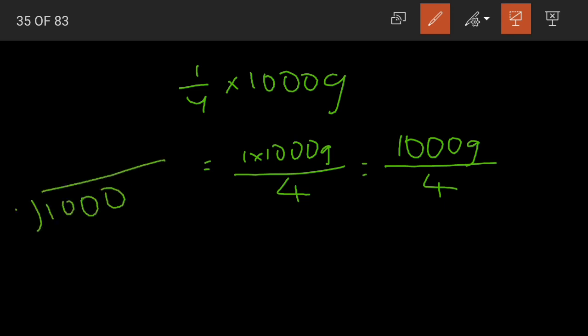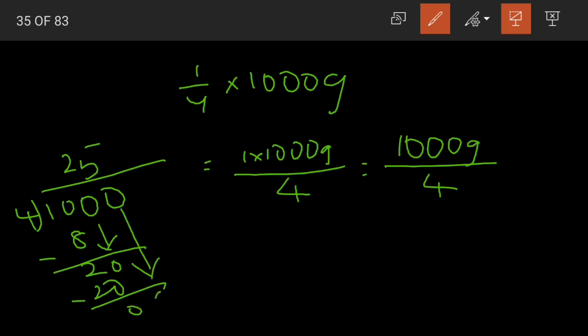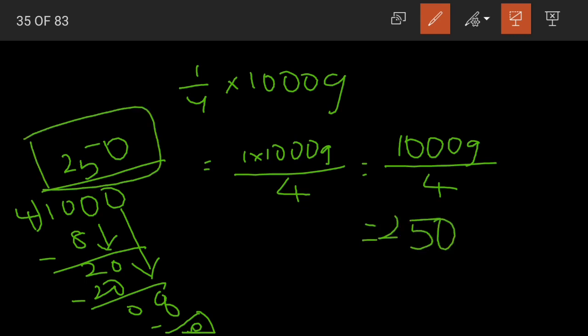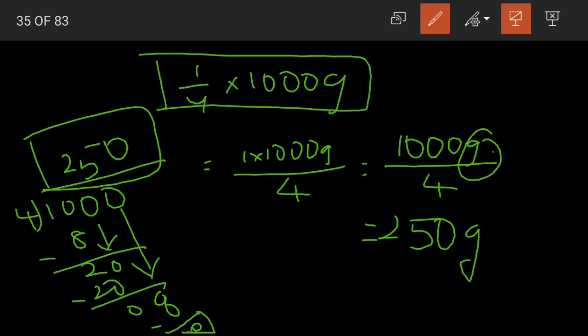Now 1000 divided by 4 is equal to 4 2s are 8, 2 remaining, 0 brought down, 4 5s are 20, again 0 brought down, 4 zeros are 0. When we subtract, 0 is the remainder. So what is the answer here? What is the quotient? 250. And what will be the unit of measurement? Grams. So 1 by 4th of a kilo is equal to 250 grams. 1 by 4 kg is equal to 250 grams.